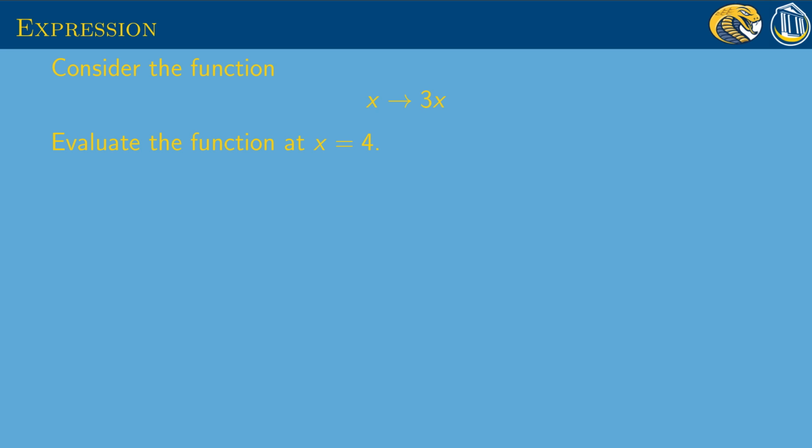If we have a function that takes an input of x and it outputs 3x, we can evaluate the function at x equals 4 by taking our input and mapping it to 3 times 4. Our input of 4 gets mapped to 12. This works no matter what value of x we plug in.